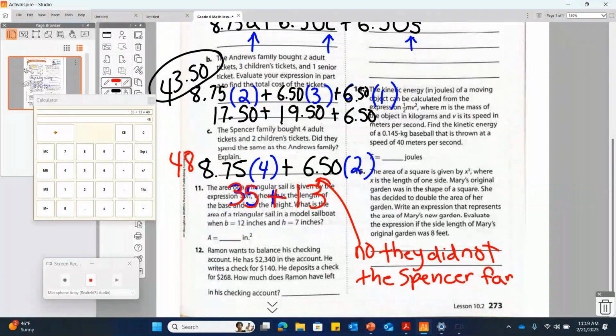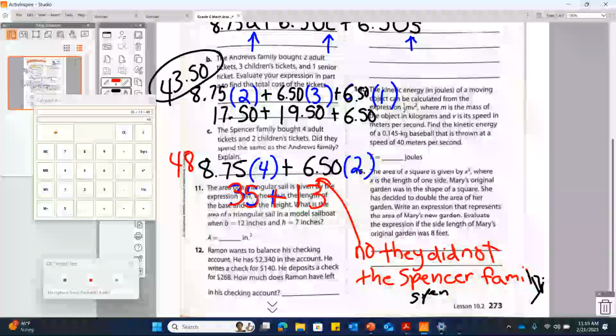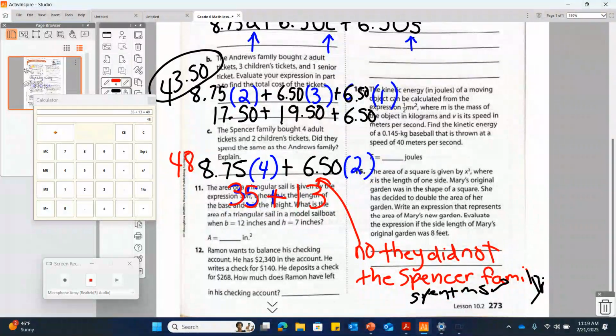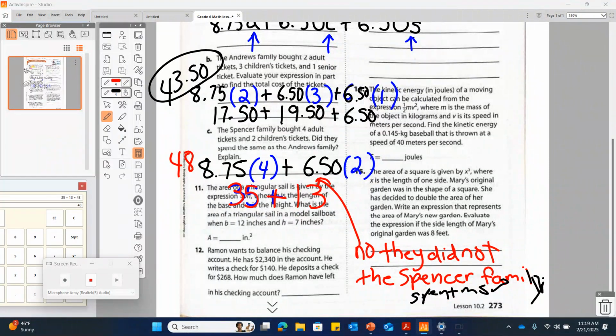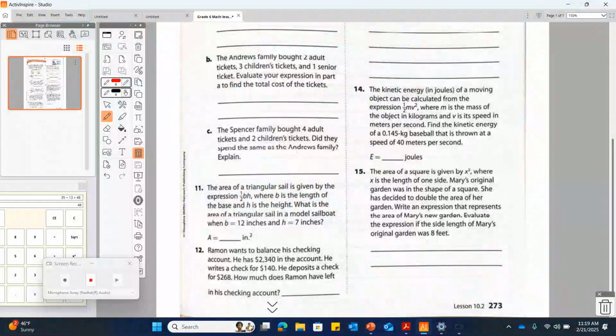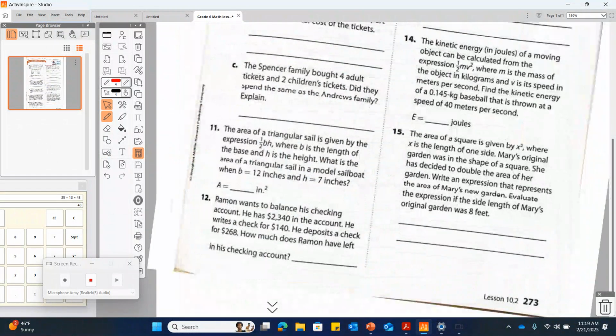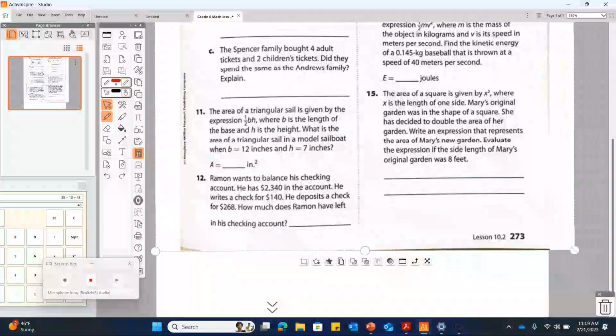Oops, color changed on me. Okay, I'm now going to erase all of this. Okay, and I'm going to go on to the next question. Whoa, look at that flip around. Okay, so now we have some formulas. They're going to give us the formula and we're going to substitute in numbers.